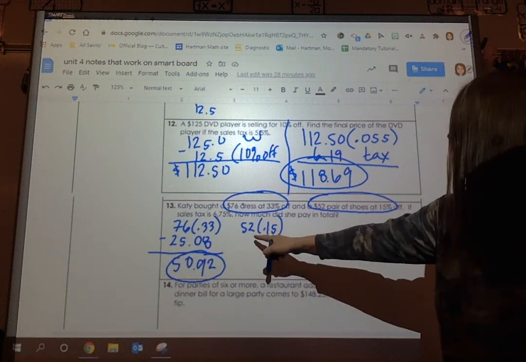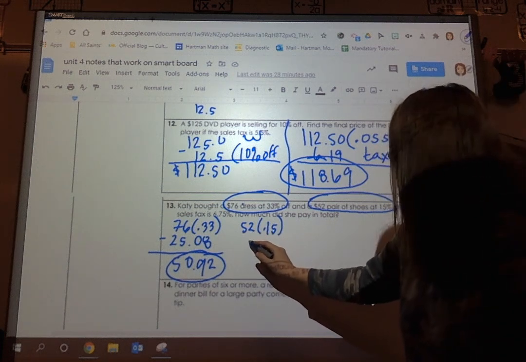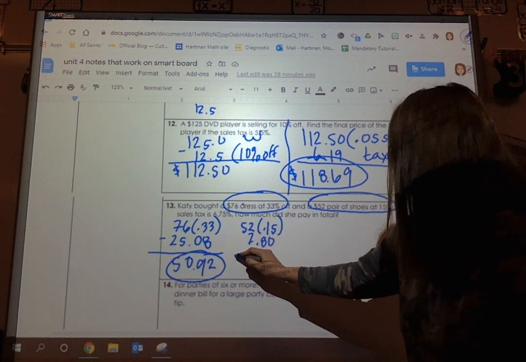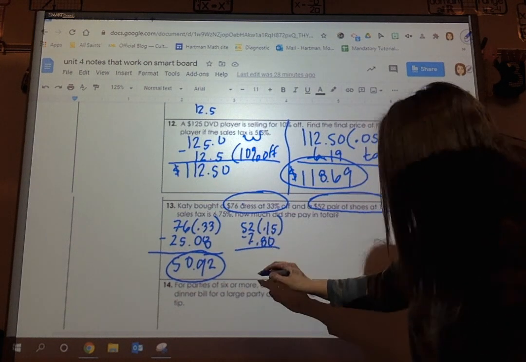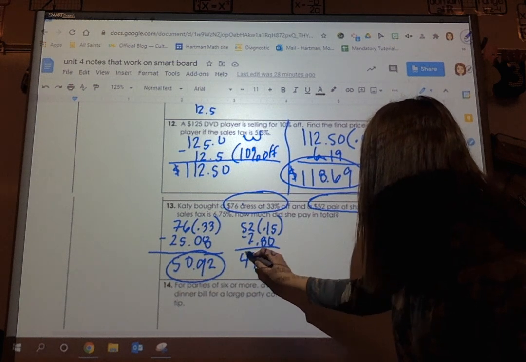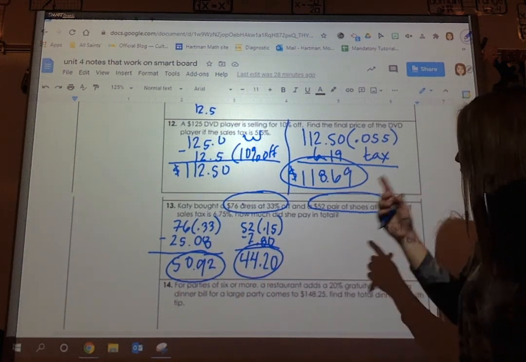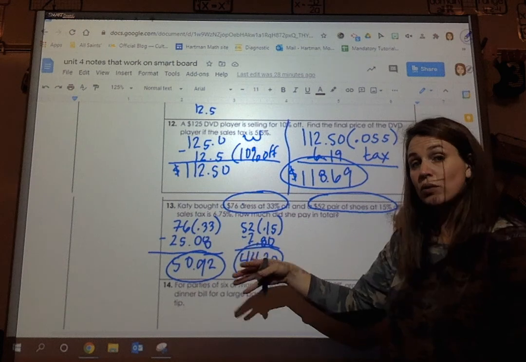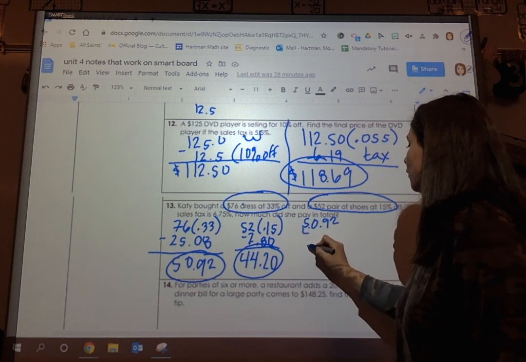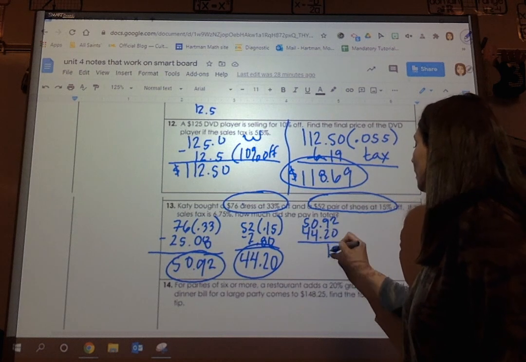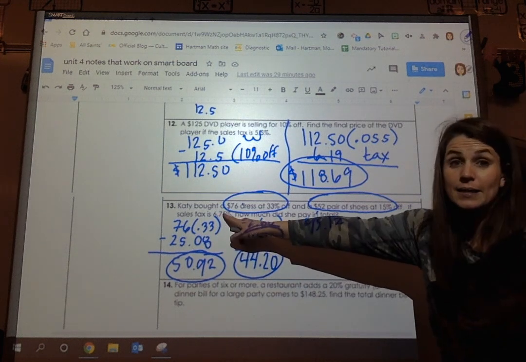My shoes are $52, but they're discounted at 15%. And when I do that, 15% of 52 is $7.80. So when I subtract 52 minus 7.80, the shoes are now $44.20. So this is my dress after the 33% off. These are my shoes after 15% off. So now I'm taking both of these items to the cash register, and both of them together is $95.12. But I gotta pay this sales tax.